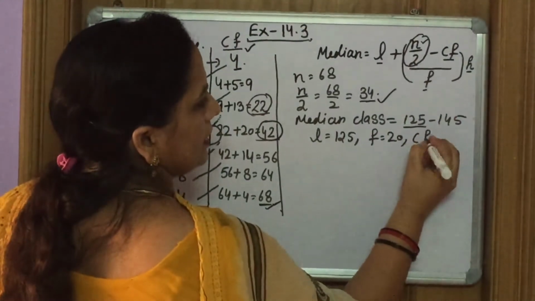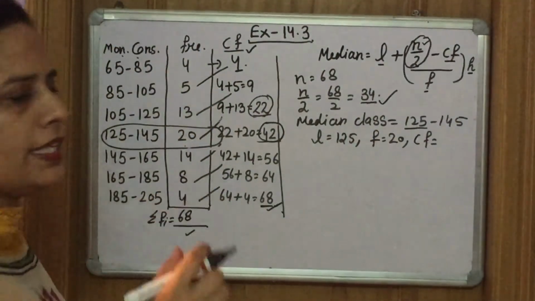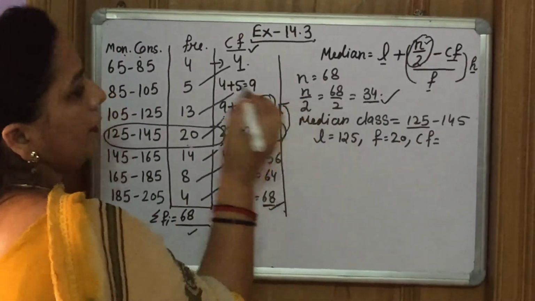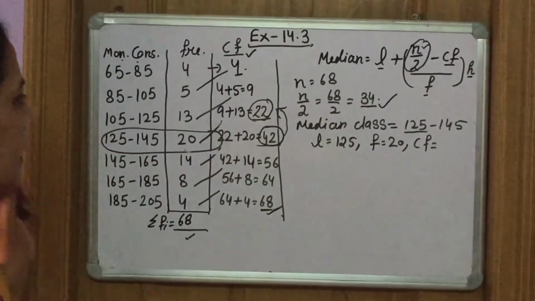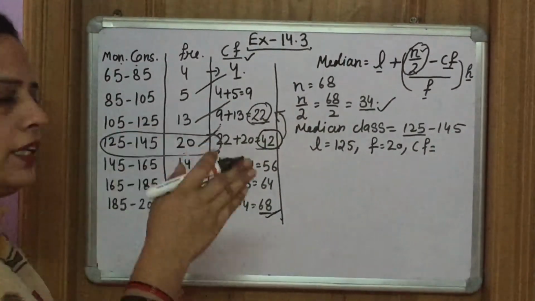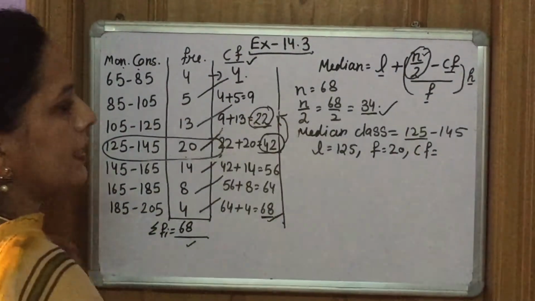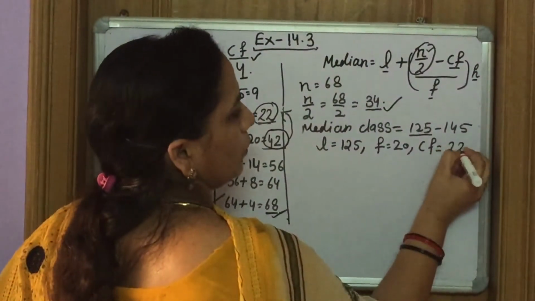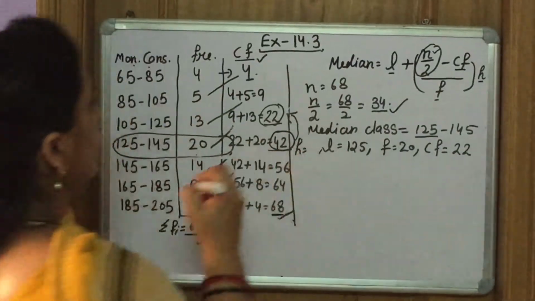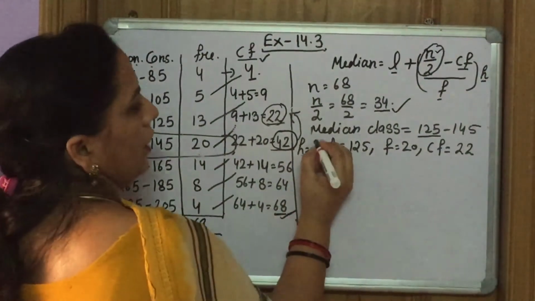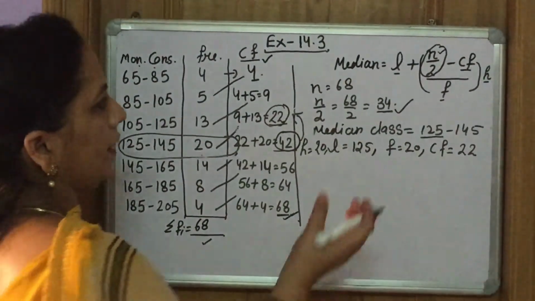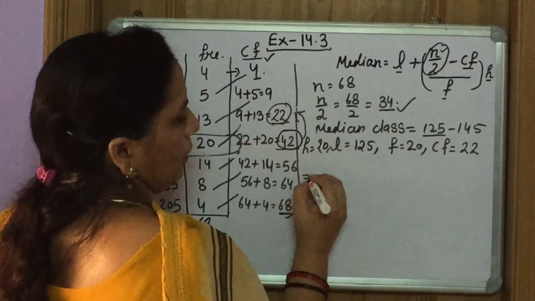CF, this is our main point. CF is the term preceding our median class. That means if this is our median class, then CF is the one upper term. CF is 22. The next remaining term is H. H is here 20. Now put all the values in the formula. After that we will find the median. So let's start the calculation.